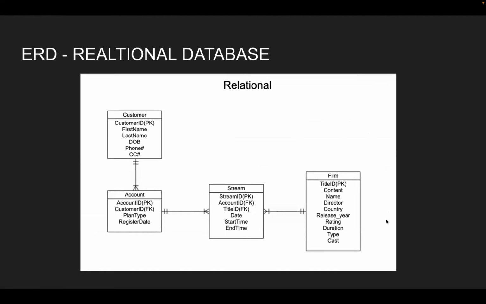And here is our relational database. In this database, there are 4 tables. The customer table includes all information of customers, and it has a one-to-many relationship with the account table, which means each customer can have many accounts, and each account can only be owned by one customer. The film table is what we did in our last step, and it has a many-to-many relationship with the account table. So we put a bridge table between the two of them, and we call it the stream table.